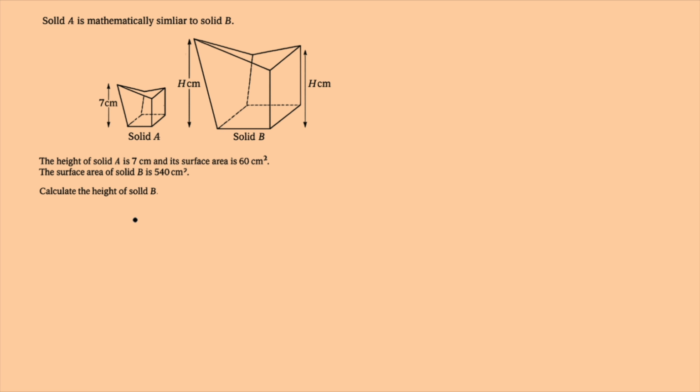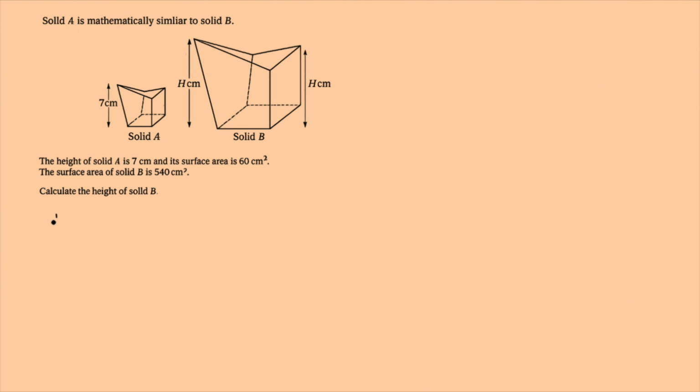So let's begin. We would have used the height as a reference, but because we don't have the height of the big shape, which is actually what we're looking for, we are going to be using the surface area as a ratio. If we can find the ratio of the surface area, then we can find the ratio of the height, and then in turn find the height of the bigger solid.